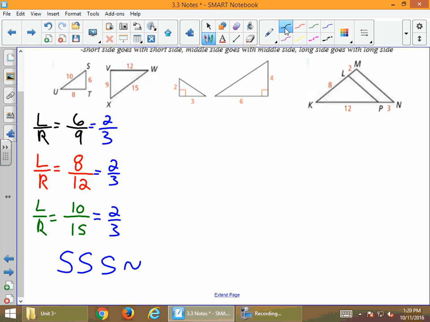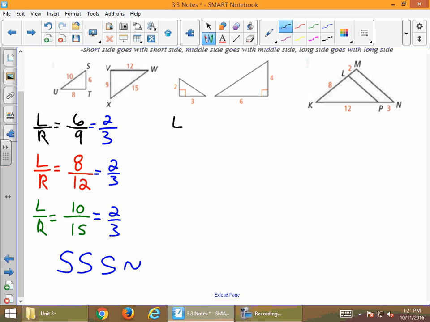Just doing a pre-read right now, thinking what we're thinking. What property do you think we're going to use to prove if these are similar? We're using angle, angle, side, side, side, or side, angle, side. So side, angle, side might be it. Well, let's compare the sides.